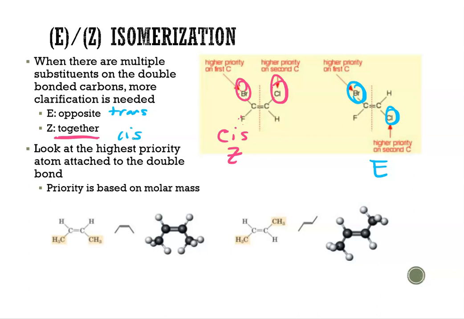And if we look here with cis and trans, it's just easy to see because CH3 is our substituent here and H is here. Obviously the molar mass of CH3 is greater, it would be 12, 13, 14, 15. And this is 15, and this is 1, and this is 1. So the two higher ones are on the bottom. So this would be Z, and then the opposite would be E.